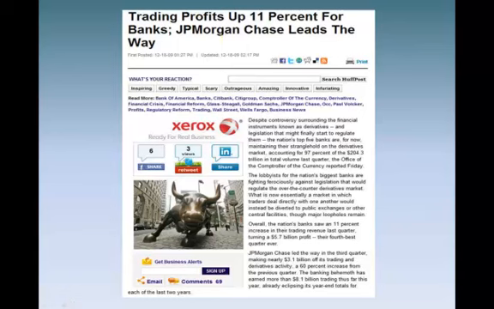Take a look. It's not only Goldman. Trading profits up 11% for banks in general. Again, the sell side participants in the market. Their profits are skyrocketing because of trading activity. And JP Morgan, which is another major bank, leads the way.